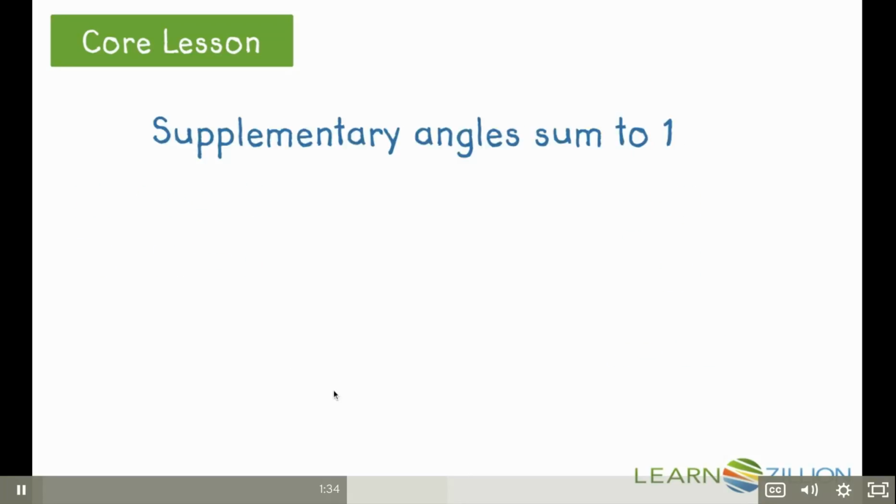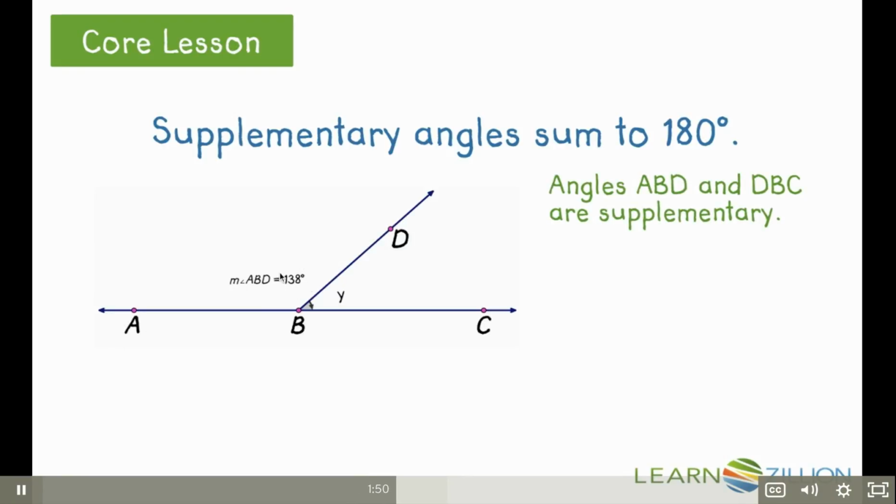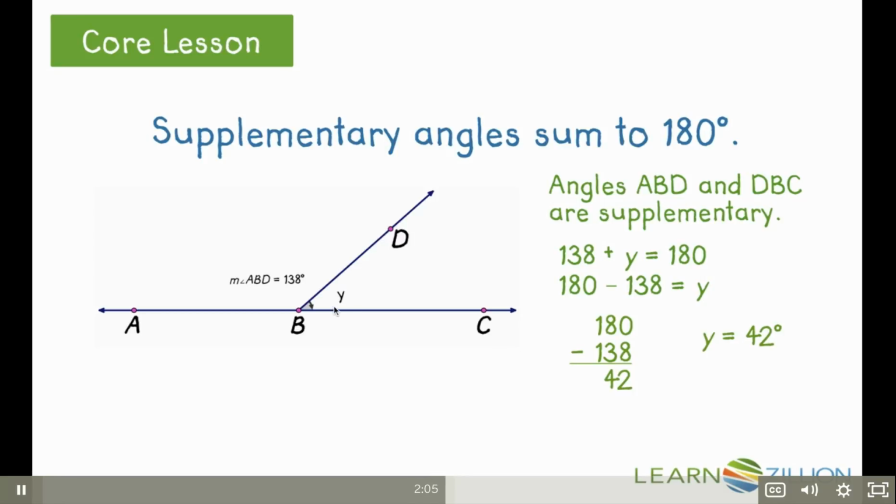When angles are supplementary, they sum to 180 degrees, which is the same as a straight line. We can solve this problem the same way. We know that the measure of angle ABD is 138 degrees, so since they are supplementary, 138 plus angle y equals 180. Therefore, 180 minus 138 will equal y. That gives us 42. So, angle y equals 42 degrees.